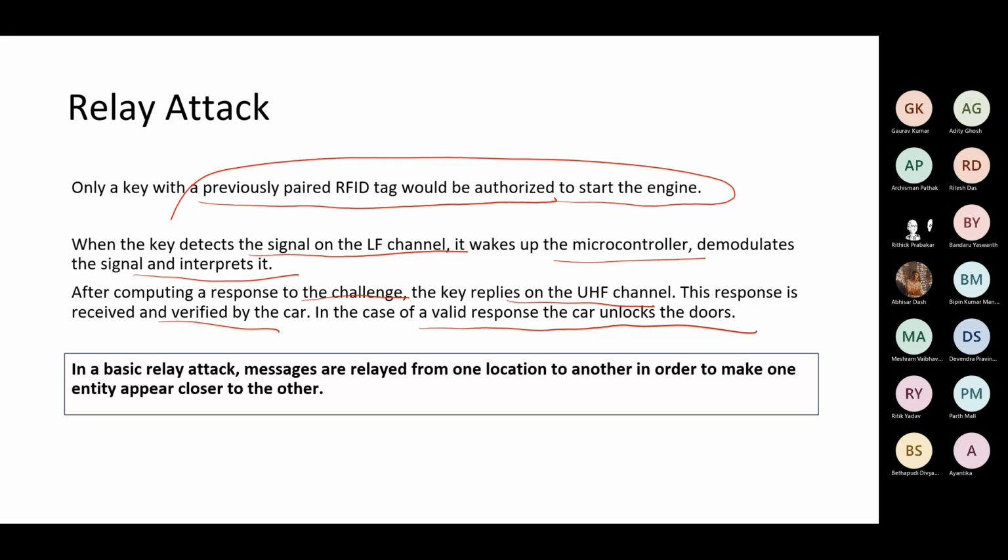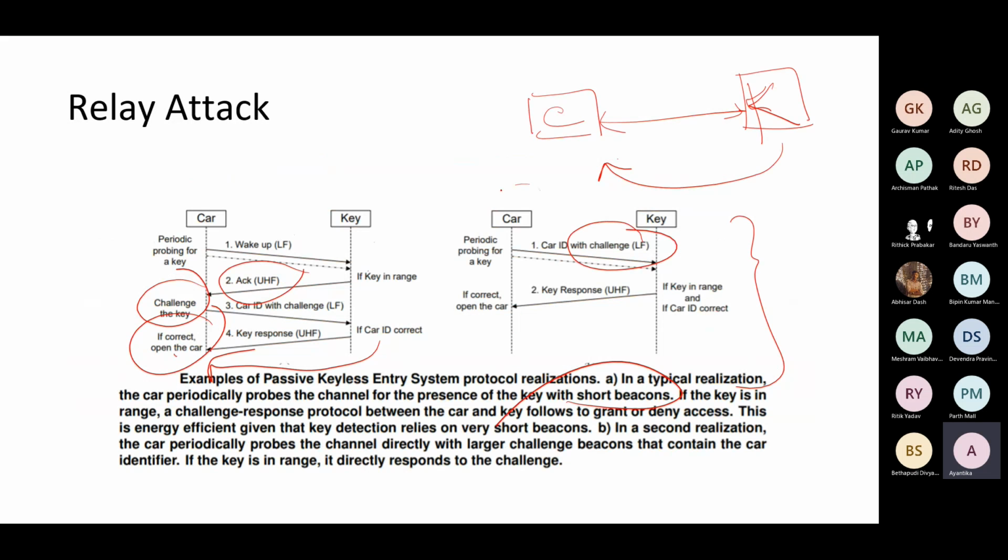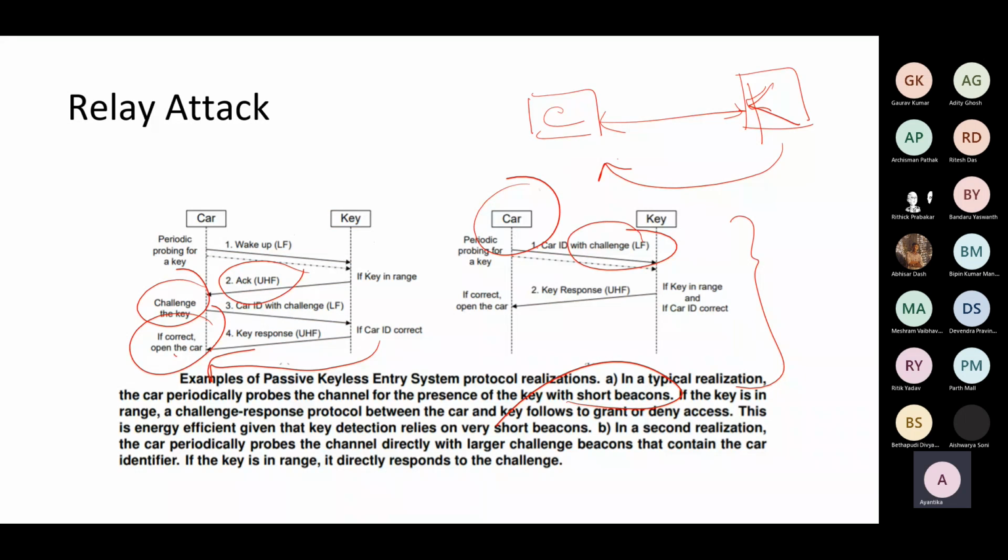Now, what is the concept of a relay attack, and how is it related in this case? In a basic relay attack, messages are relayed from one location to another in order to make one entity appear closer to the other. That means the card, when it receives a response from the key, assumes the key is within close proximity, that the key holder, the owner, is actually sending the response, and it opens the door. That is the basic general idea.